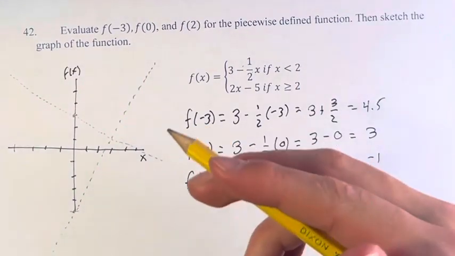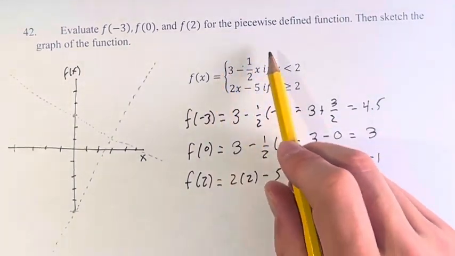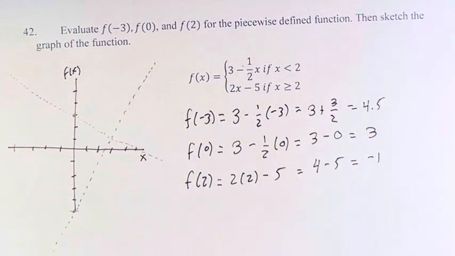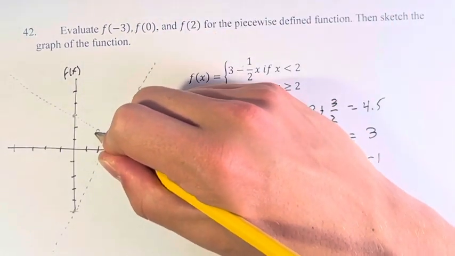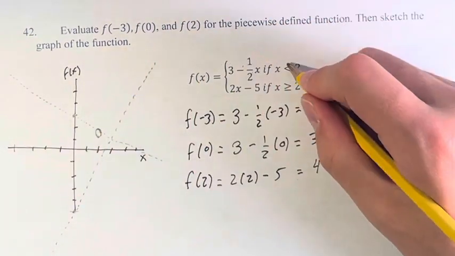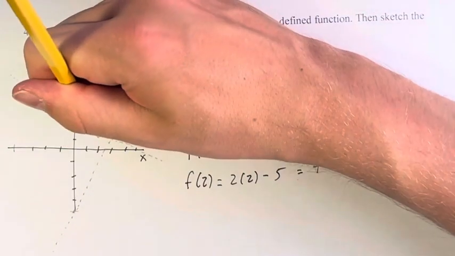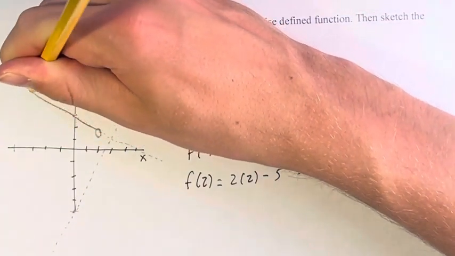Next, we have to eliminate parts of these functions, right? So 3 minus 1/2 x is only true if x is less than 2. So x is equal to 2 right here, so we start here, we draw an open circle because it's less than 2, it's not including 2, and then we draw up from there.